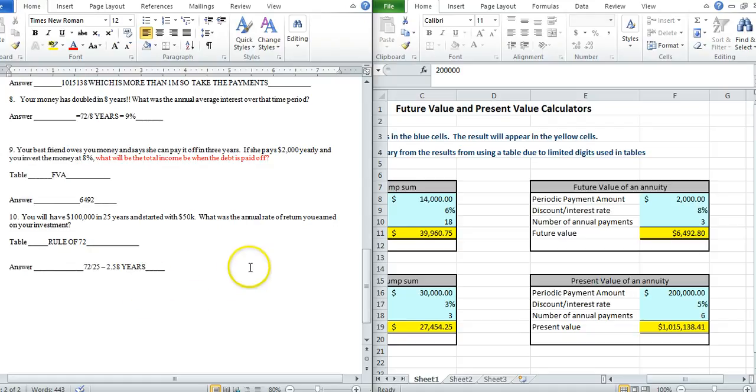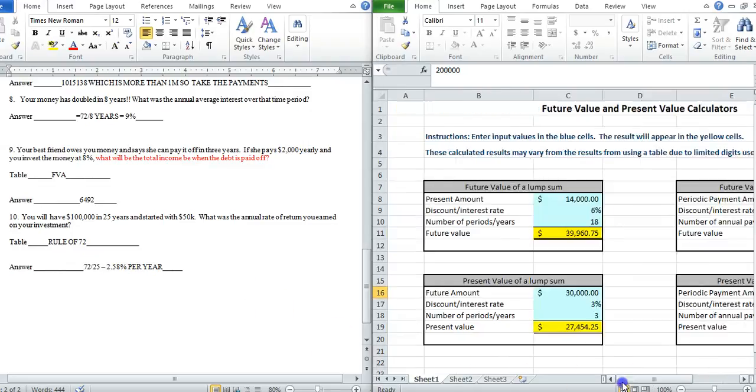Or years. This is wrong. 2.58% per year. It took us 25 years to double our money, so the interest rate was not very high.